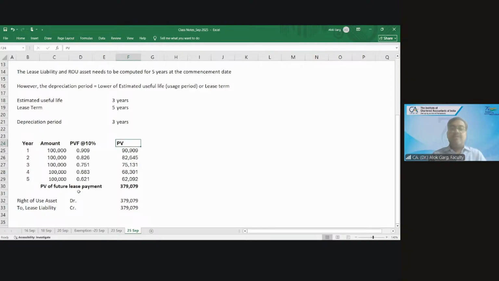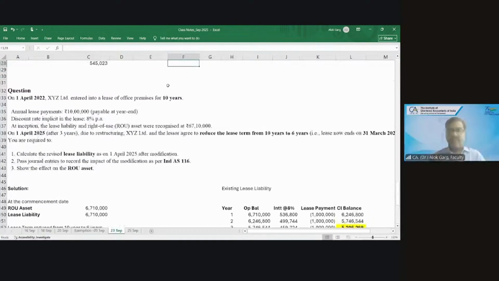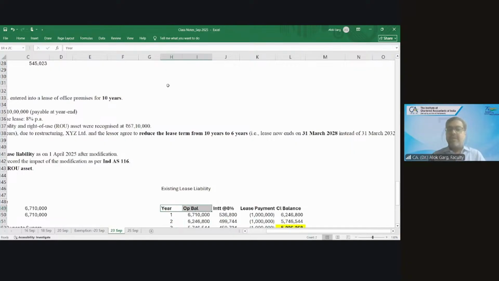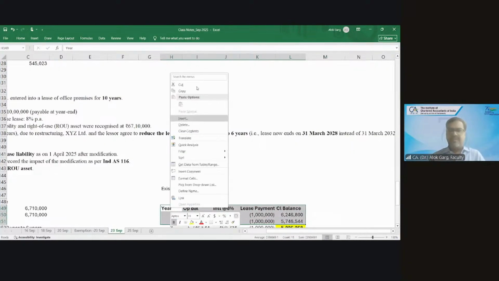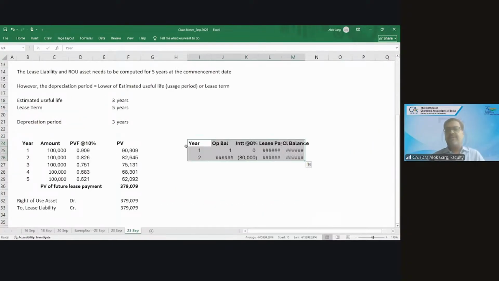Then your lease liability computation. Shall I do the lease liability computation also? Let me do that. What I'm doing is copying the format from the earlier question. You must be thinking what I'm doing. I'm just copying the format so that it will save time.